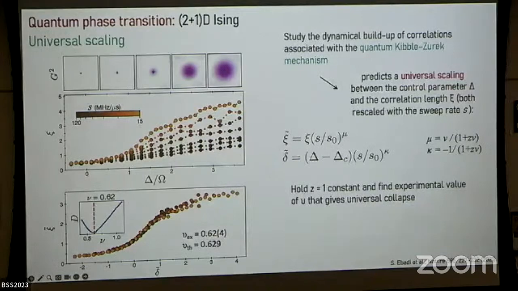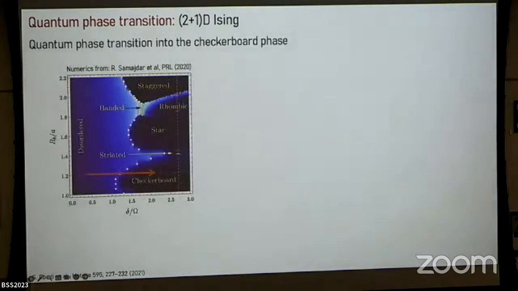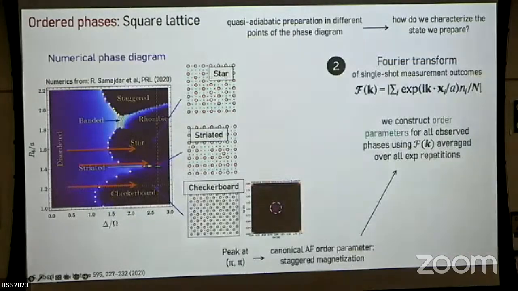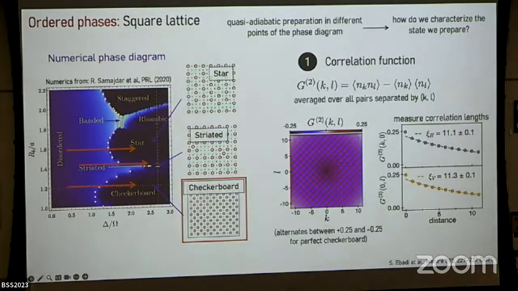So what I'm plotting here is exactly what I showed you before. It will take me forever to get there, but it's exactly this, right? So this is what we're measuring. This is how it looks, and we're just taking this decay and fitting the correlation length, right? So you expect this to grow as you go deeper into the checkerboard.